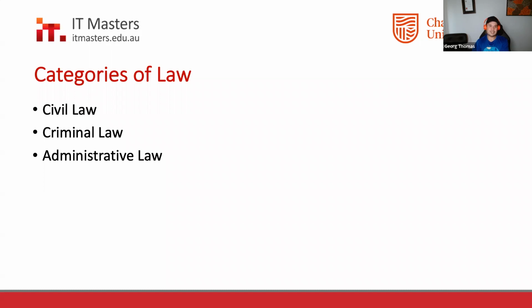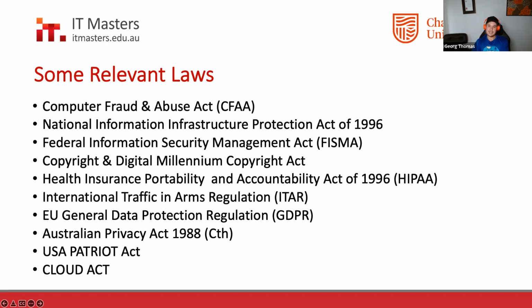And so what we'll find is a lot of the laws here are probably going to fall within things like administrative law or criminal law. So these aren't really going to be civil categories. And so some key relevant laws that I've just flagged here: we've got the Computer Fraud and Abuse Act, which is a US one. This is the one that's used to prosecute anyone that commits computer crimes.